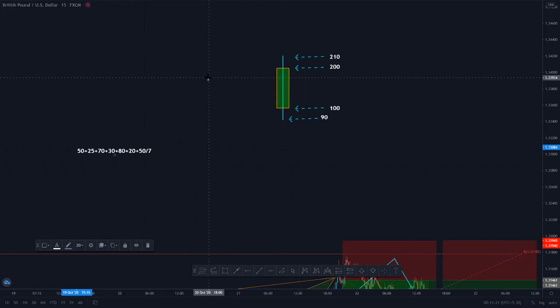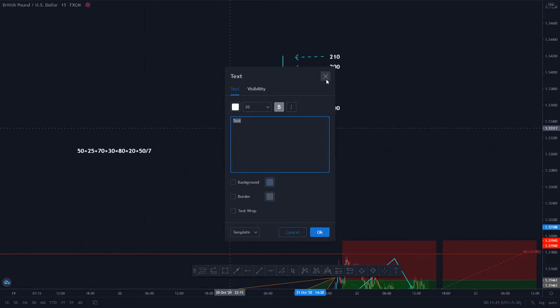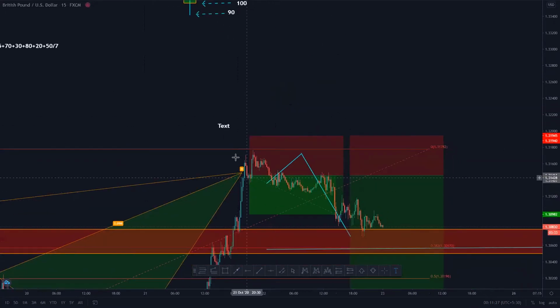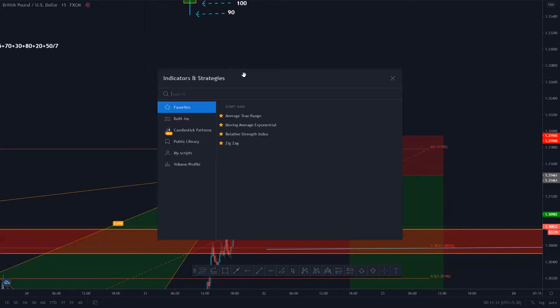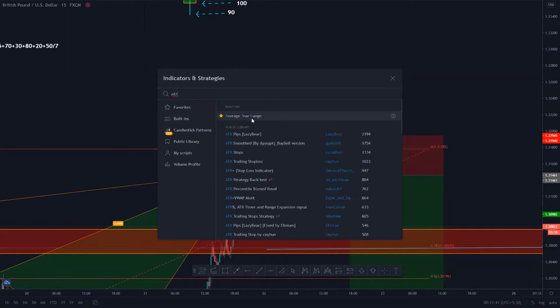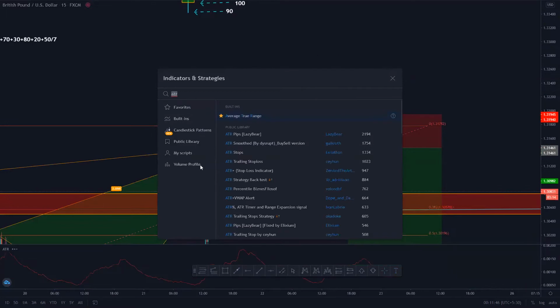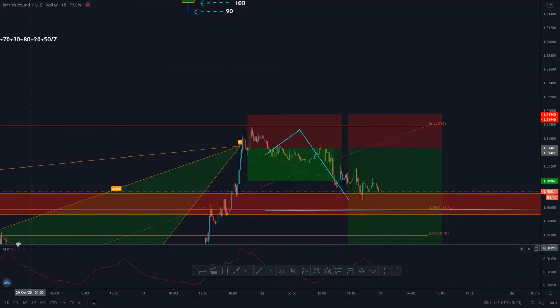Okay, so basically, if you want to see here, now you do not have anything over here. In this case, if you want to add the indicator, all you need to do is, I have this in my favorites, average true range. If you don't have it, just type in ATR. The first thing should be average true range. So click on that, and then we have this ATR window popping up.